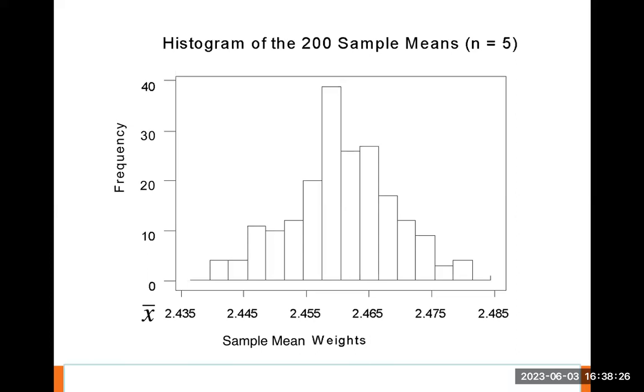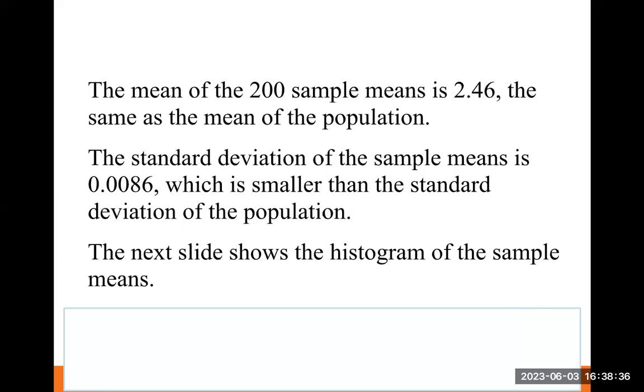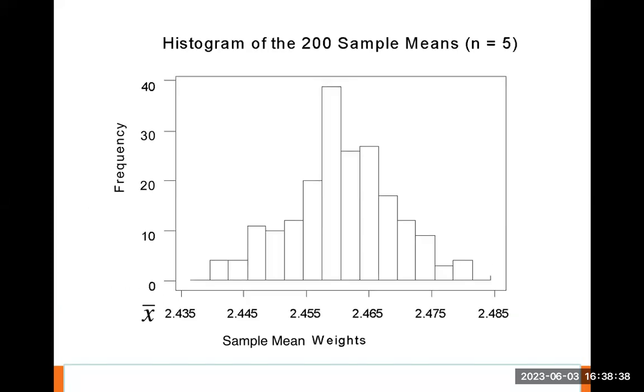There is the average of these, and they already said that. They already told us in the previous screen, the mean of these means is 2.46, right? 2.46, right for that. Okay. So this is the distribution, the sampling distribution of the sample mean.